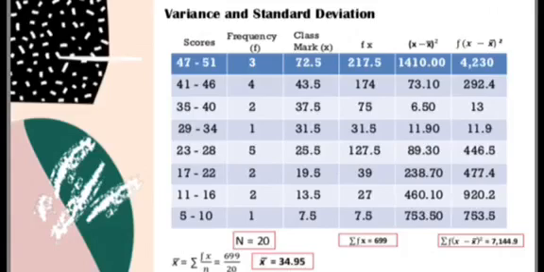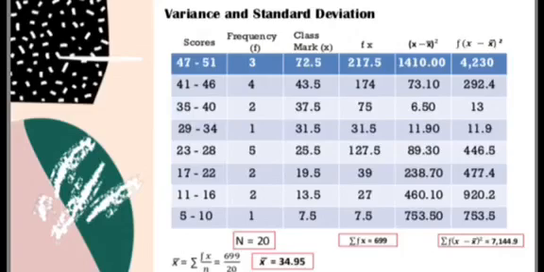So, same din sa next given. 41 plus 46, divide it by 2, equal 43.5. So, ganun din sa 35 plus 40, divide it by 2, is equal to 37.5. Sa 29 plus 34, divide it by 2, is equal to 31.5. 23 plus 28, divide it by 2, is 25.5. 17 plus 22, divide it by 2, is 19.5. 11 plus 16, divide it by 2, is 13.5. And then 5 plus 10, divide it by 2, is equal to 7.5.